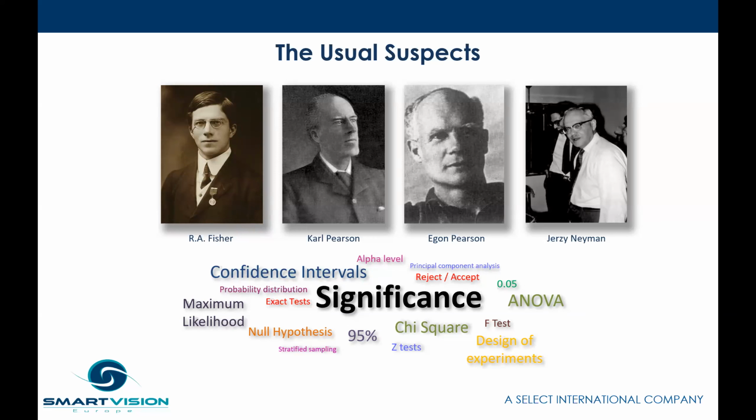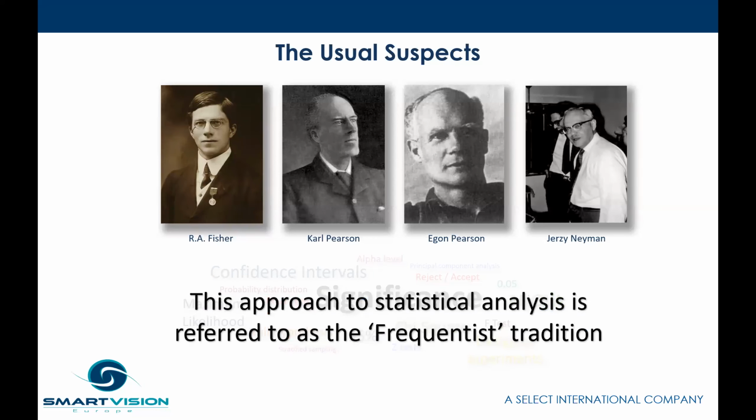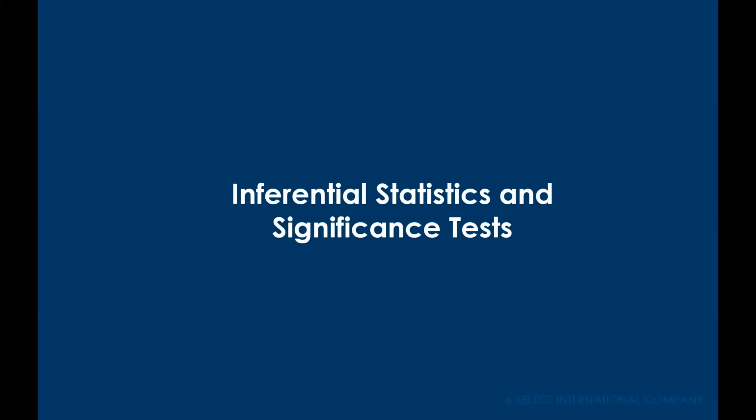So this approach to statistical analysis is often referred to as the frequentist tradition. You may not have heard that term before, but that's what that approach is called. That school of thought, if you like, is called the frequentist school of thought. The reason that's become more important is that there's an alternative school of thought which has come along recently called Bayesian, which we will talk about in a little more detail later, but not too much detail. So the first thing we need to talk about is inferential statistics and significance tests.